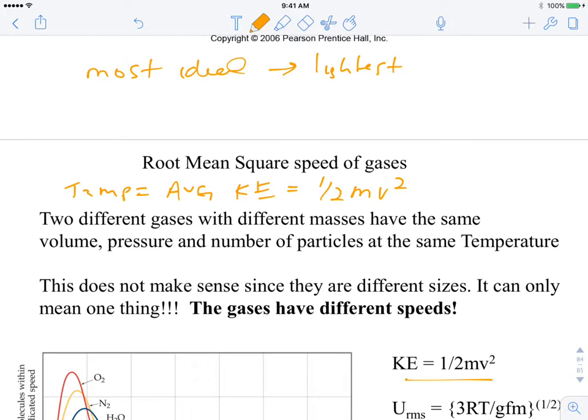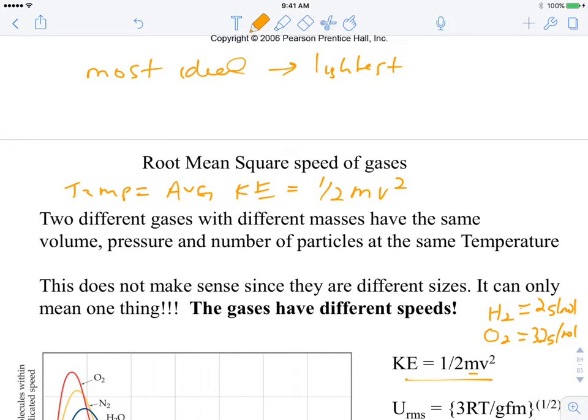But these gases are at the same temperature. They have to have the same kinetic energy. So that means that this product, 1/2 mv squared, has to be constant for different gases. So something has to be different about them. If I take something like hydrogen, which is 2 grams per mole, and compare that to oxygen, 32 grams per mole, their masses are different. It means only one possibility exists, and that is that their speeds are different.